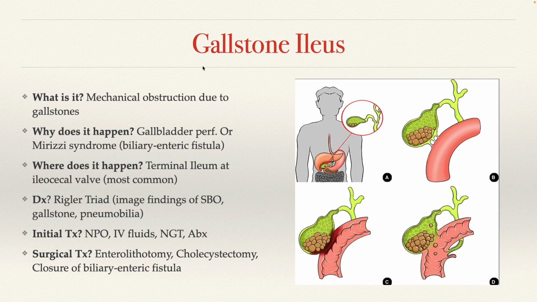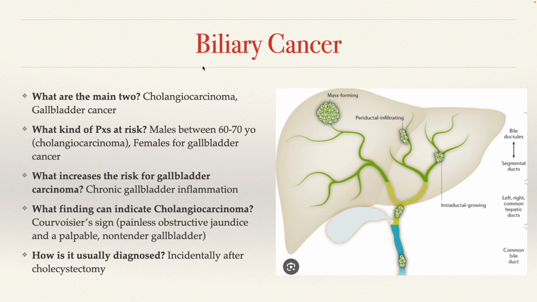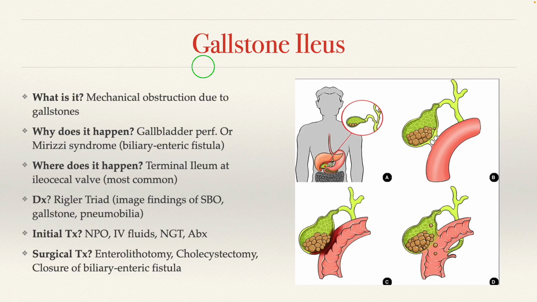Now, here on imaging, you're going to see something called Rigler's triad. So there's going to be signs of small bowel obstruction, check. Visible ectopic gallstone, you see the gallstone outside of the gallbladder, check. And pneumobilia, this is a big one, not only for real clinical practice, but on tests. And that's just air in the biliary tree. And we know from looking at CTs of the lungs and everything that air is black, right? So what is Rigler's triad again? Small bowel obstruction, visible ectopic gallstone, and pneumobilia, all found on imaging.